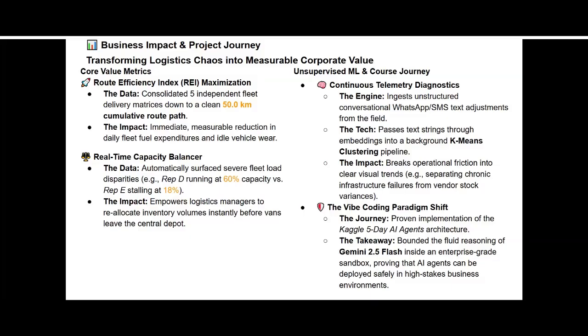Most importantly, this project proves that enterprise routing doesn't have to choose between the fluid reasoning of large language models and the rigid security of enterprise infrastructure. By wrapping Google's Gemini models in a strict sandbox spec-driven architecture, we've built a production-ready system that keeps regional distribution safe, organized, and optimized. Thank you so much.